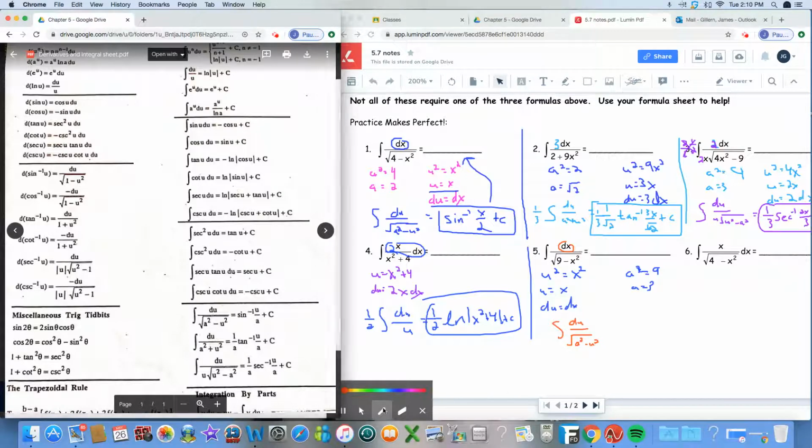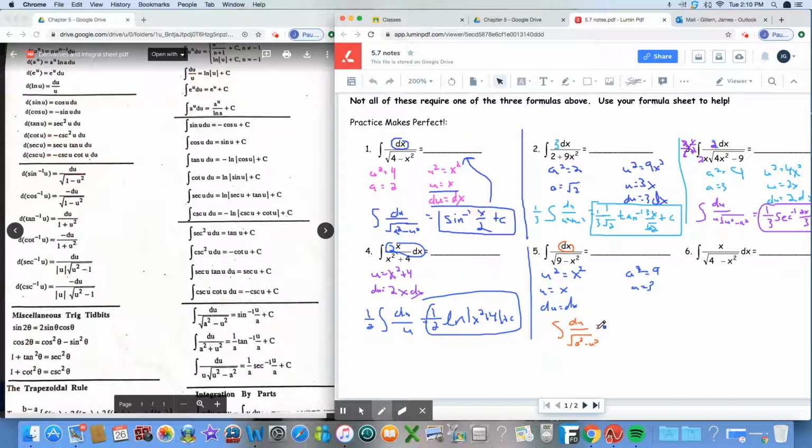Sine, inverse sine. So you just need to copy it down. Sine inverse of u, which is x, over a, which is 3, plus c. And there is your answer.